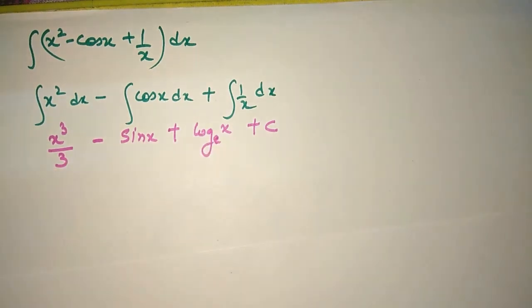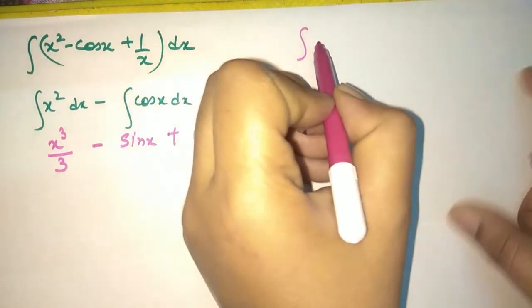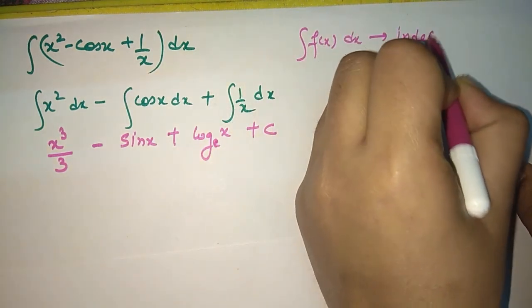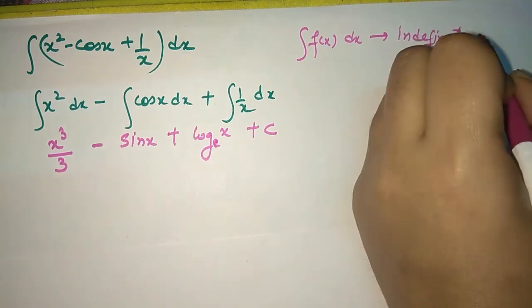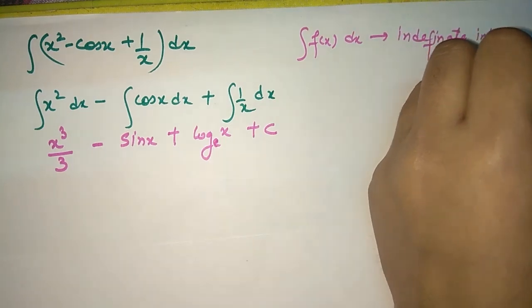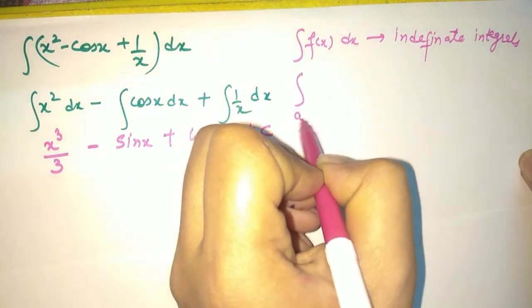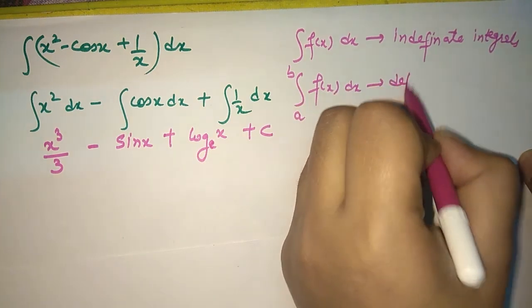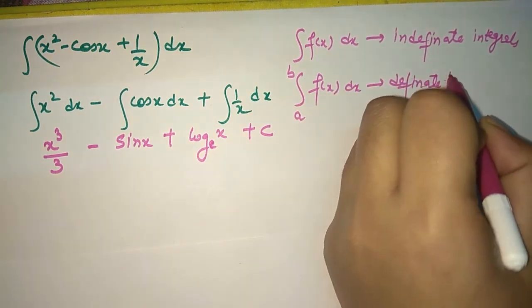So when limits are not given, these are called indefinite integrals because limits are not given. Clear? Now if we are given the limits, these are called definite integrals. Clear? If we have no limits, then we call it indefinite integrals, and if limits are given like from a to b, then we call it definite integrals.